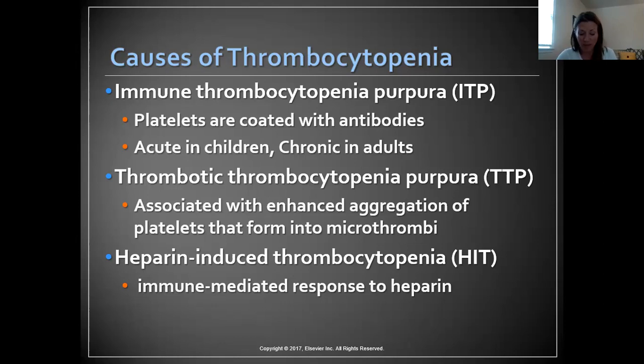Thrombotic thrombocytopenic purpura, or TTP, is an uncommon syndrome characterized by hemolytic anemia, thrombocytopenia, neurologic abnormalities, fever, and renal abnormalities. It's associated with enhanced aggregation of platelets, which form microthrombi. It can be autoimmune or due to drug toxicities, and it is a medical emergency because bleeding and clotting occur at the same time.